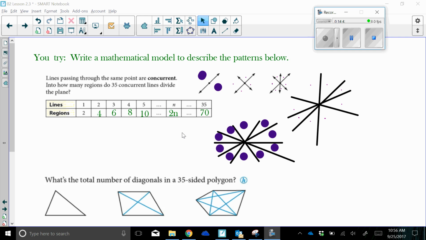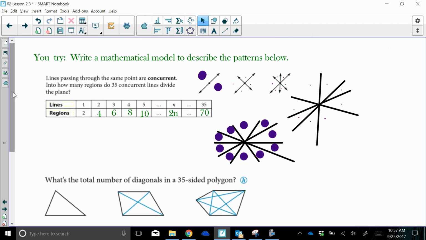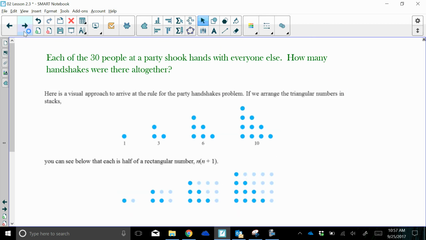For the next example, what's the total number of diagonals in a 35-sided polygon? Before we look at this example, let's first consider some triangular numbers. So this is an experiment that we'll do in class next time I see you, but it says each of 30 people at a party shook hands with everyone else. How many handshakes were there altogether?